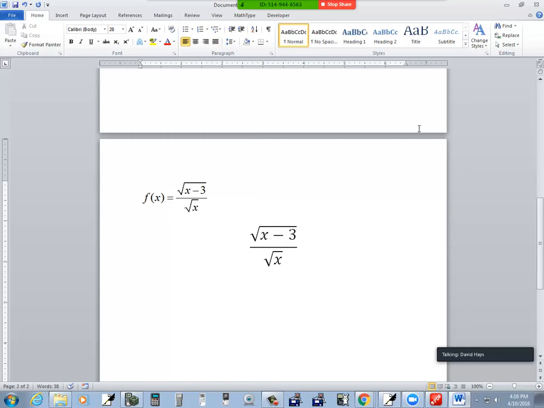And another way that people do it is they just simply type square root of x minus 3 divided by square root of x. So they do the best they can to put the math symbols on there. But those are the three different ways you can put math symbols on there.